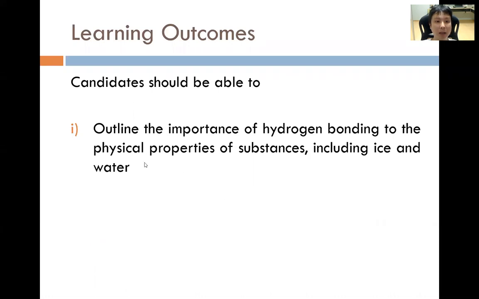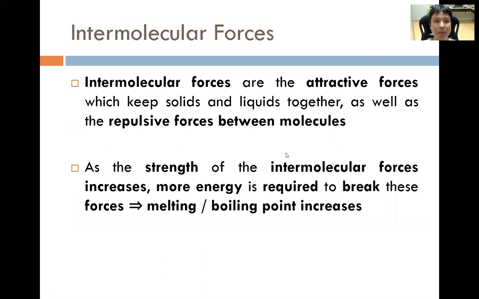Learning outcome I: to be able to outline the importance of hydrogen bonding to the physical properties of substances, including ice and water. Okay, so what are intermolecular forces? Intermolecular forces are the attractive forces which keep solids and liquids together, as well as repulsive forces between molecules. So the word intermolecular, right? Basically the word inter means between, and then of course molecule just means molecule. So it's basically forces between molecules.